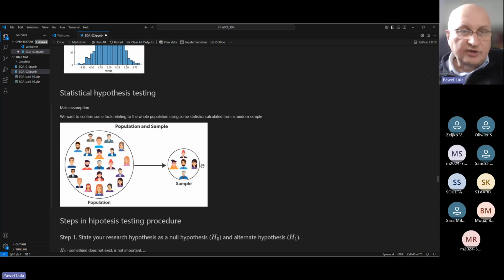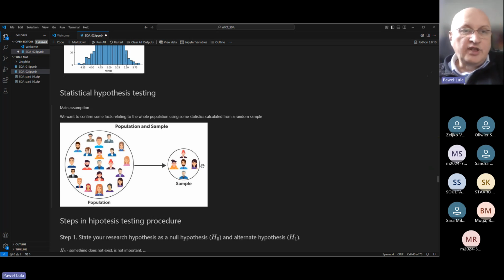It is not for discovering some patterns. It is not for identification of some rules. It is for verification. And it is the main difference between classical statistics and exploratory data analysis.